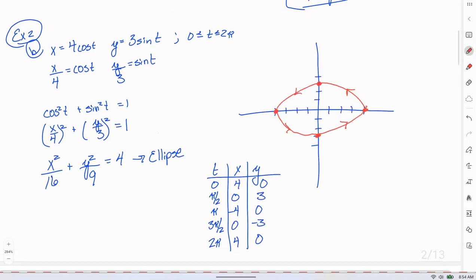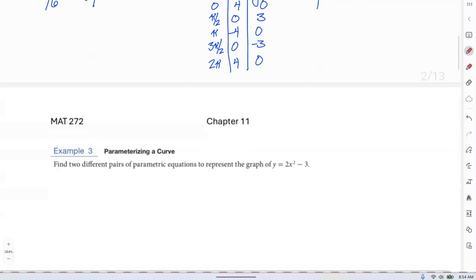check your answer. So when I create my table, I get the list of x and y ordered pairs, and when I plot those, I start with the point 4, 0, and then I move to 0, 3, then negative 4, 0, then 0, negative 3, and then 4, 0 again. So we can see this is moving in a counterclockwise direction. If I wanted to talk about bounds for x and y, I could. We can see x is bounded between negative 4 and 4, and y is bounded between negative 3 and 3.